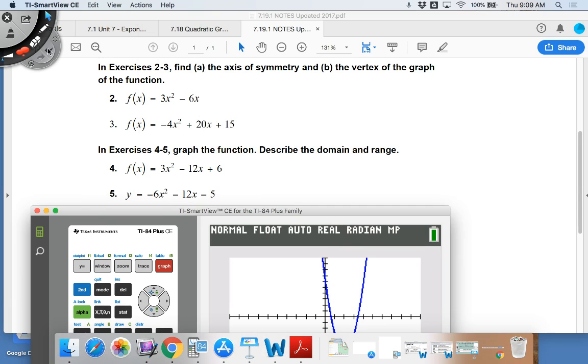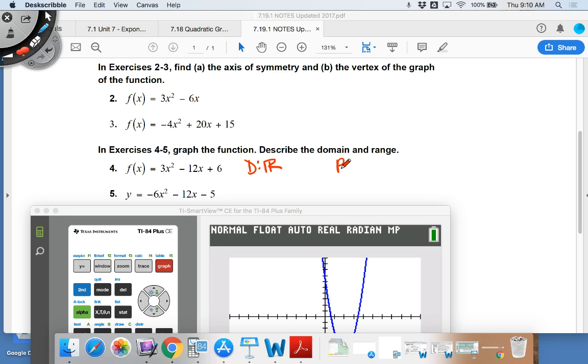It's going to go on forever. So our domain, which is what this says, domain is all real numbers. So for parabolas, the domain is going to be all real numbers unless we're doing a real world situation. And when we're doing a real world situation, it won't be all real numbers.